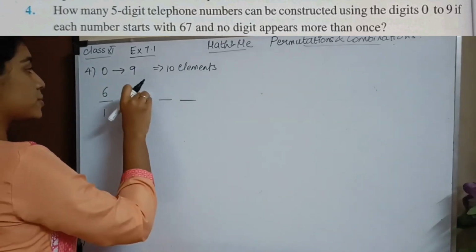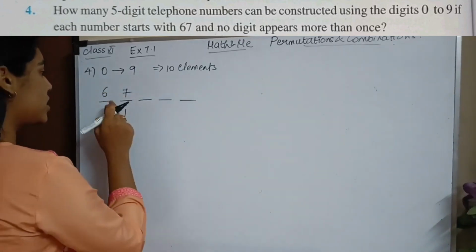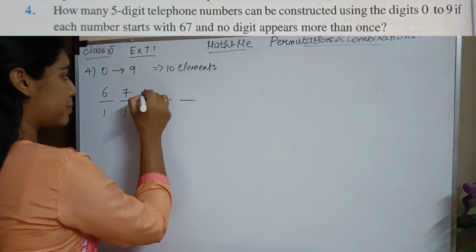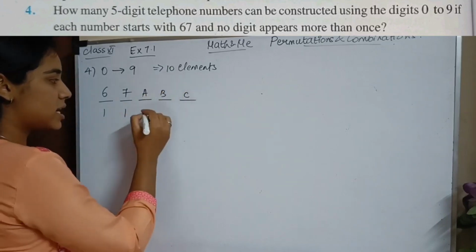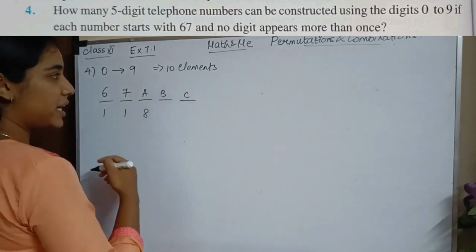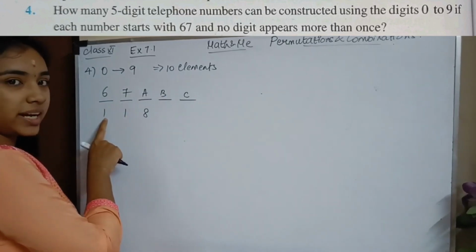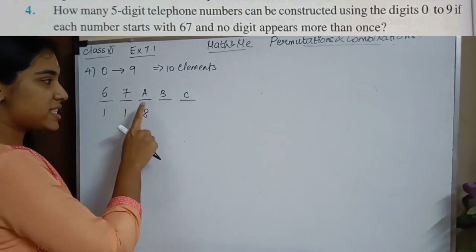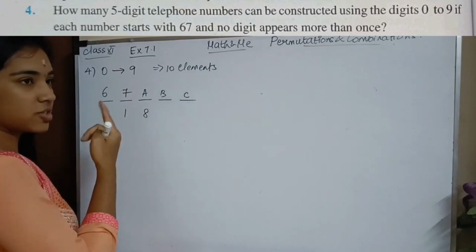Don't get confused between the number and the options. If I have A, B, C, for A I have 8 options. For B I have 9 options, but here I need only 7, so I have only 1 option. So 2 numbers are already gone.